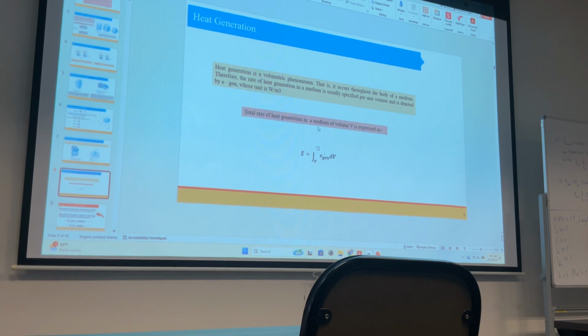Total rate of heat generation in a medium of volume V is expressed as this. You understand what I'm speaking, right? If you want me to speak more slowly, let me know. Okay.